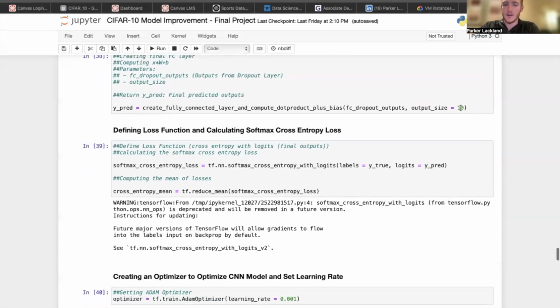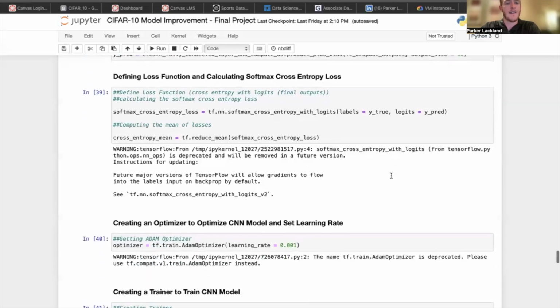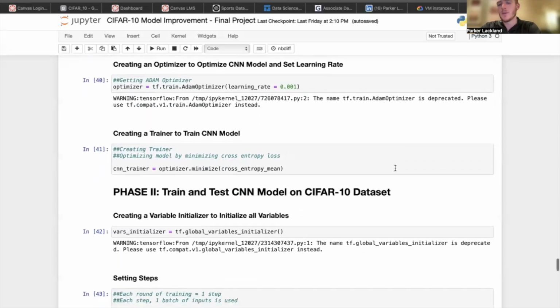The output size here for our final fully connected layer is still the same. It's 10 because that's the number of classes that we can possibly classify an image as. Loss function is the same. Optimizer is the same. You could experiment with other optimizers. I thought about it initially. It depends on the situation.